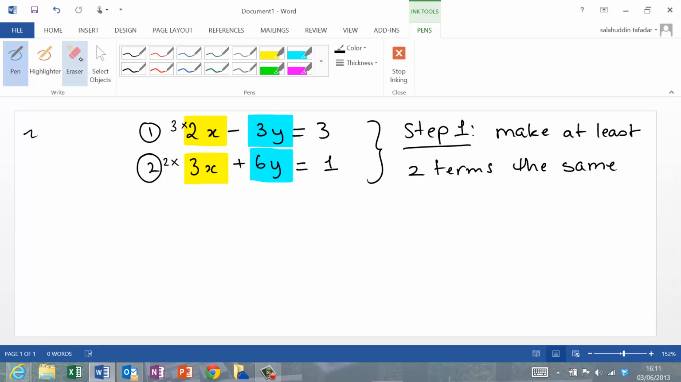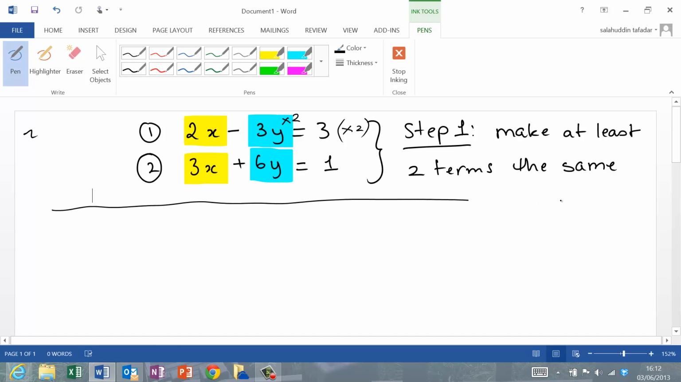The other option I have is to look at the y's. Here I've got 6y, and I know for a fact if I multiply this one by 2, it will become 6y. And I think personally this is easier to do than multiplying these two by 3 or by 2. So I'm going to choose to multiply this whole equation by 2 before checking that it works for both of them. Okay? So we're going to move on to step number 2 now.